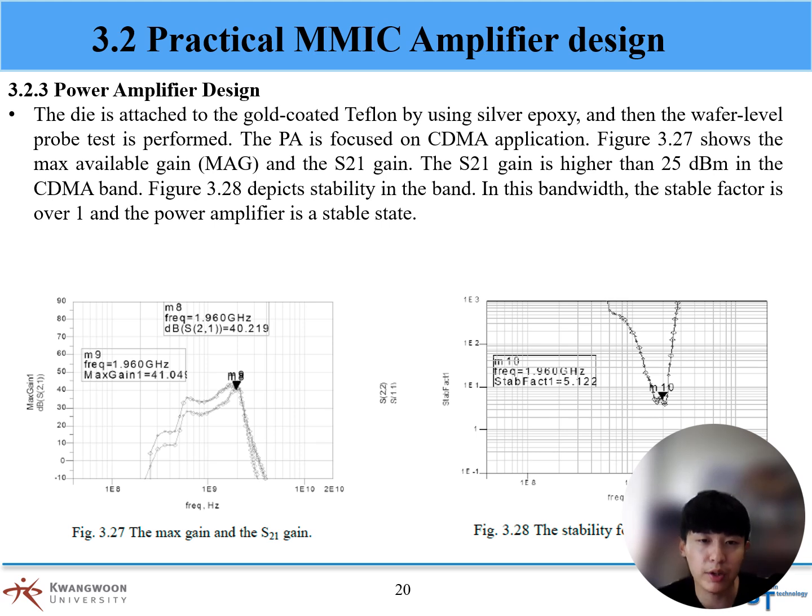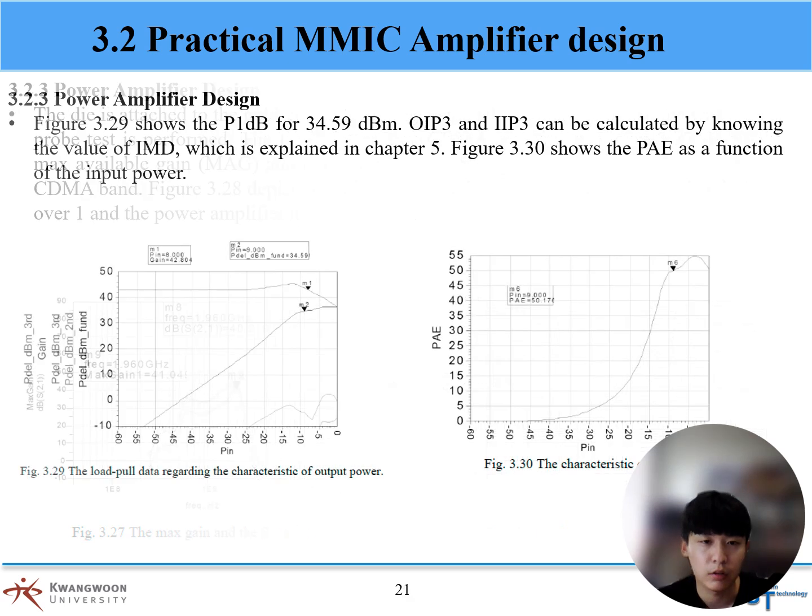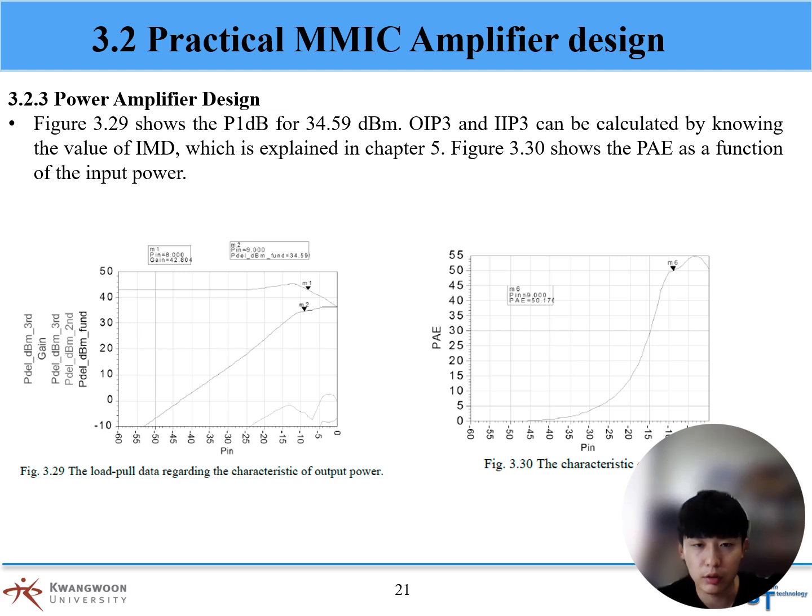Figure 3.28 depicts stability in the band. In this bandwidth, the stability factor is over 1 and the power amplifier is in a stable state. Figure 3.29 shows the P1dB of 34.559 dBm. OIP3 and IIP3 can be calculated by knowing the value of IMD, which is explained in Chapter 5.